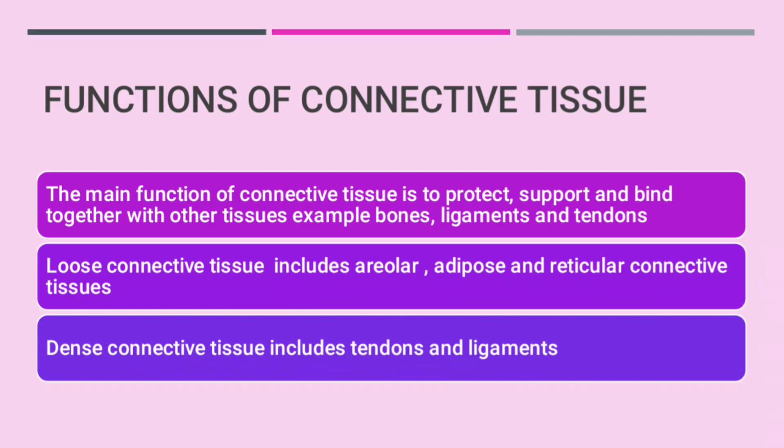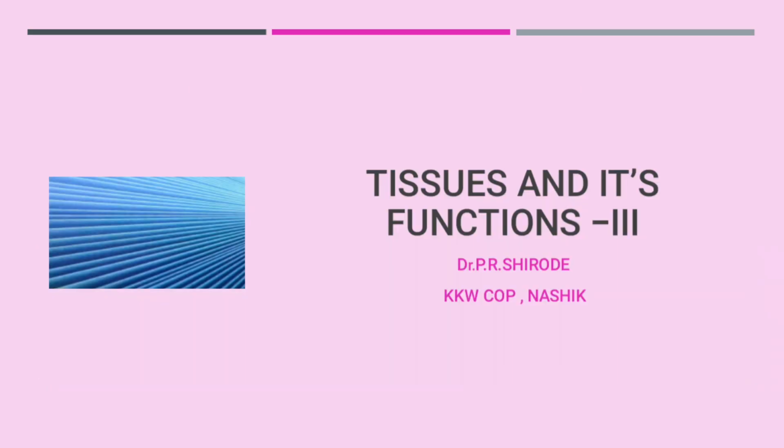What are the functions of connective tissue? The main function of connective tissue is to protect, support and bind together with other tissues, for example bones, ligaments and tendons. Loose connective tissue includes areolar, adipose and reticular connective tissues. Dense connective tissues include tendons and ligaments.